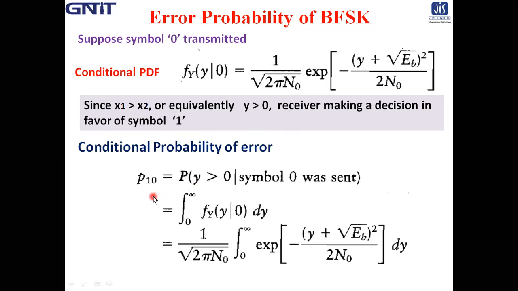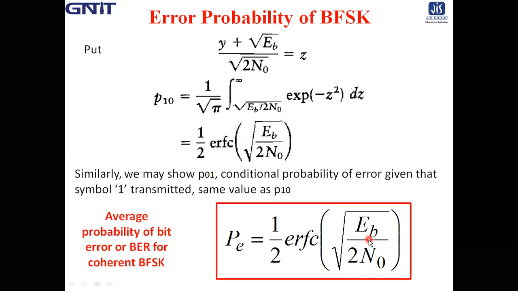we deduce the conditional probability of error given that symbol 0 was transmitted. Therefore, P10 equal to P of y greater than 0 conditional symbol 0 was sent. So that is actually the integration with limit 0 to infinity of f of y, y conditional 0 dy. So put the value of this PDF here, and how to solve it.